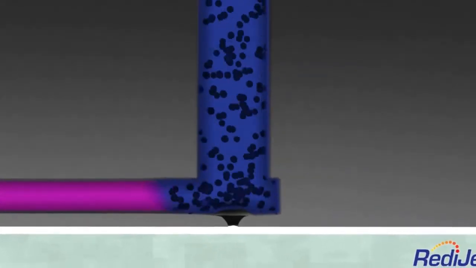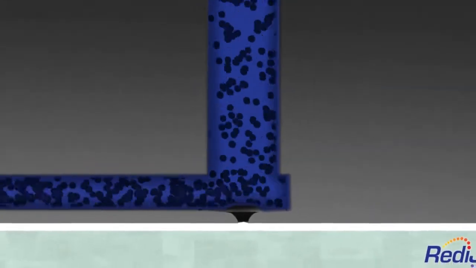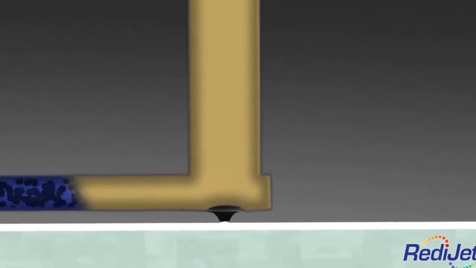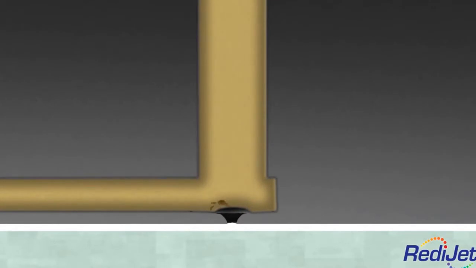With ReadyJet, heavily pigmented inks, which have a tendency to settle, are kept in suspension. ReadyJet also allows the use of even faster drying inks, essential for effective high-speed single-pass printing system operation.